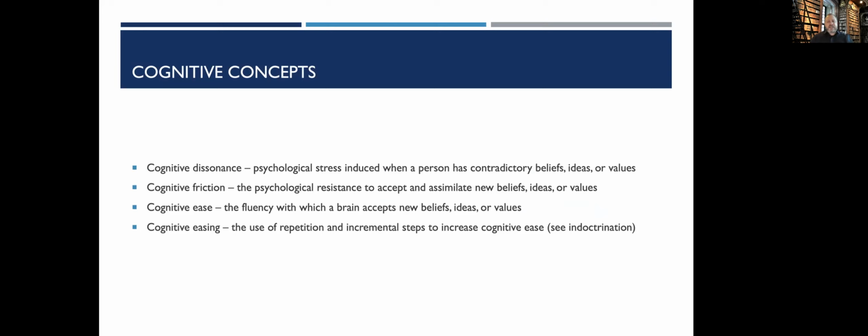Cognitive friction is the psychological resistance to accept and assimilate new beliefs, ideas, or values. The next one is cognitive ease. The cognitive ease is how fluent is the brain at accepting new beliefs, ideas, and values. And the reason cognitive ease is important is that it gets to something called cognitive easing. And cognitive easing is the use of repetition and incremental steps to increase cognitive ease and therefore reduce cognitive friction. And oftentimes in the past, this was called indoctrination, which has a far more nefarious connotation, but there you have it.